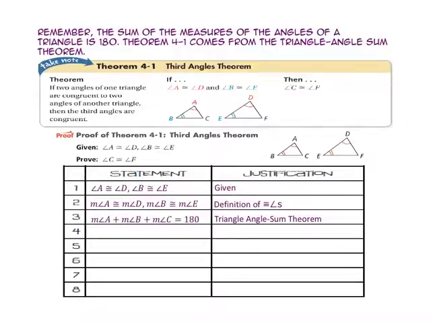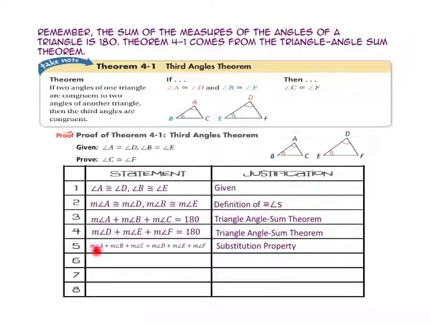Again, using the triangle angle sum theorem, the measure of angle D plus the measure of angle E plus the measure of angle F will also equal 180. Since both of these are equal to 180, let's use substitution and say the measure of angle A plus the measure of angle B plus the measure of angle C will equal the measure of angle D plus the measure of angle E plus the measure of angle F.